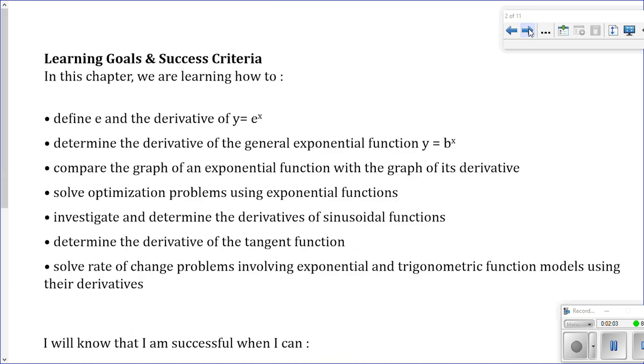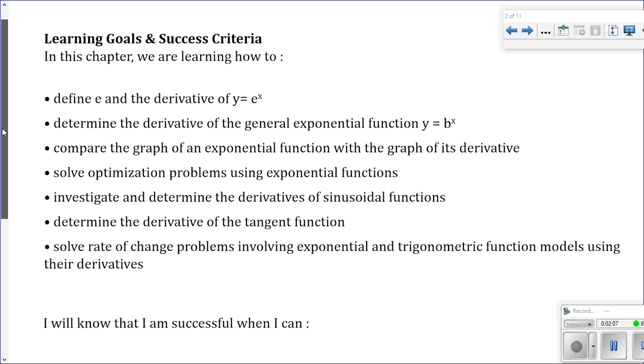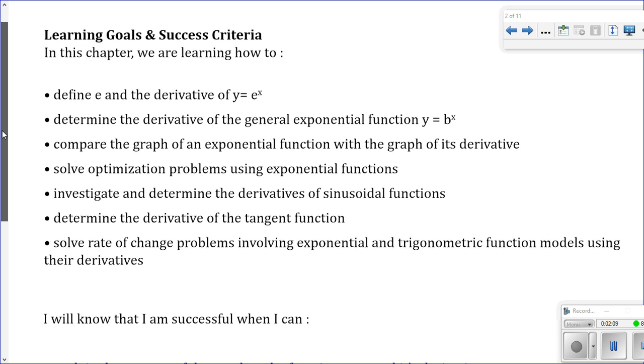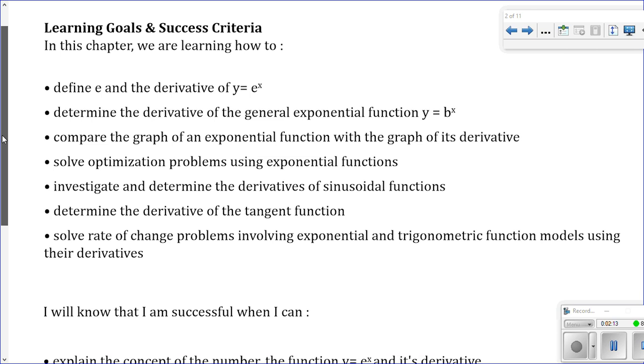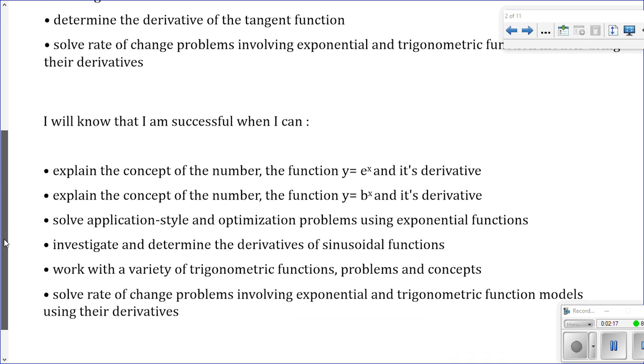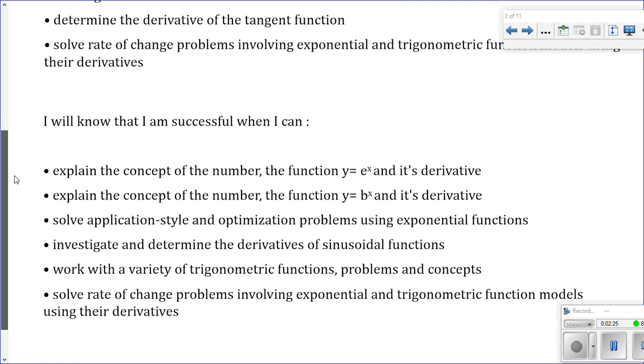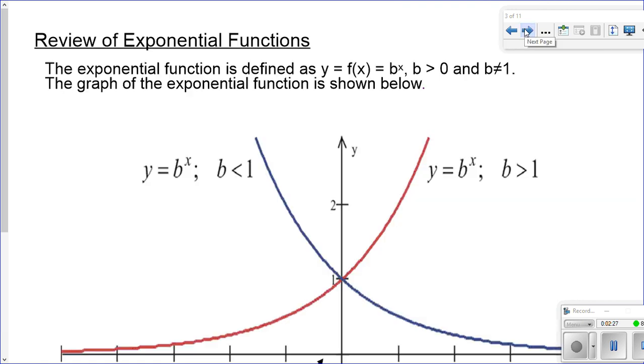Okay, so our learning goals and success criteria: we're going to take a look at some of these goals in our chapter, and then how we're going to know we're successful with some of these items. Feel free to take a look and read these, and we'll get into today's lesson.